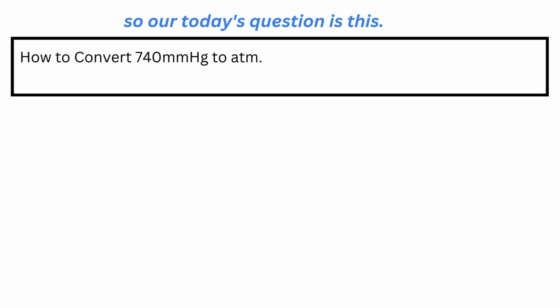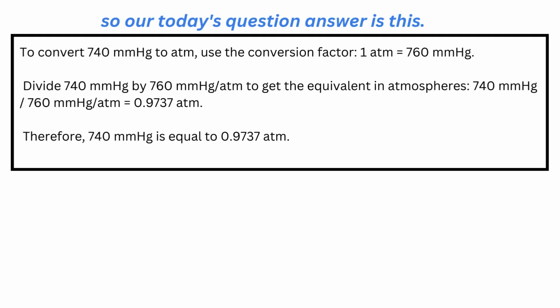How to convert 740 mm Hg to ATM? Correct answer is to convert 740 mm Hg to ATM, we use the conversion factor 1 ATM equals 760 mm Hg. Divide 740 mm Hg by 760 mm Hg per ATM to get the equivalent in atmospheres.